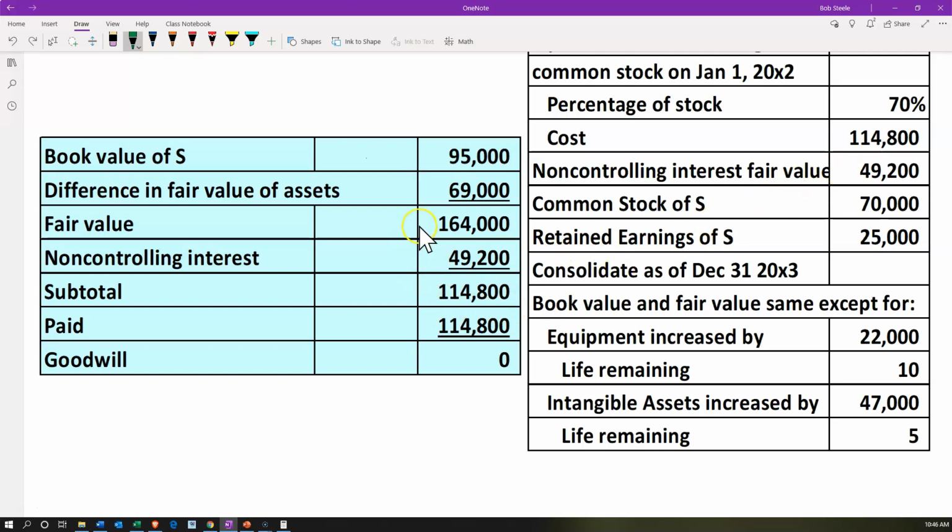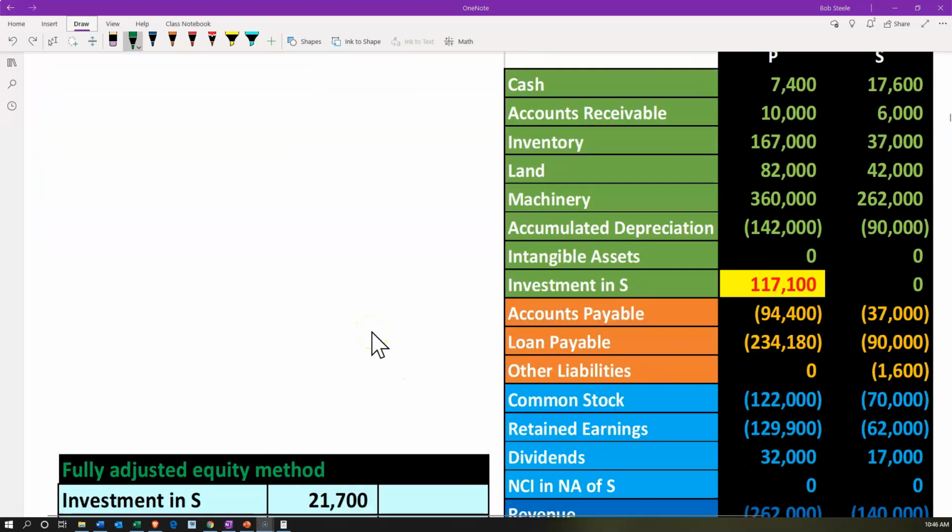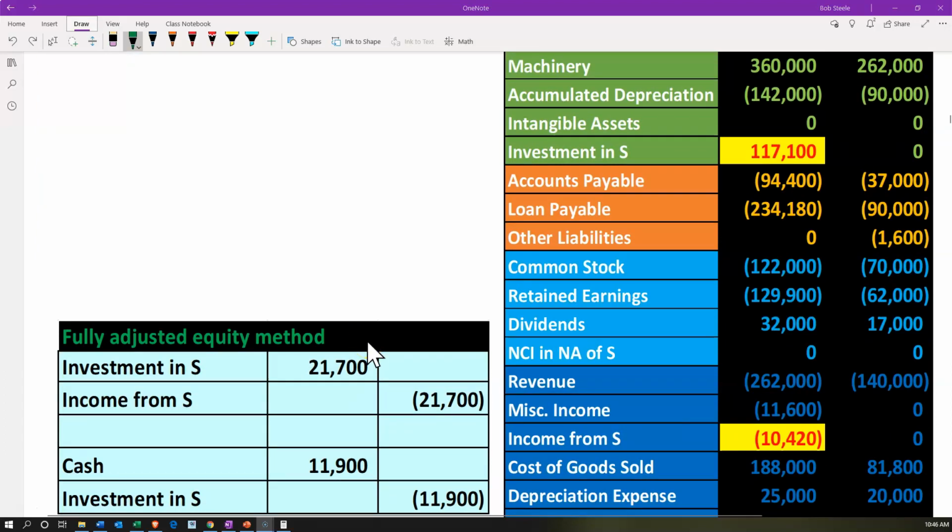Then if we take the 164 minus the 49,200, the subtotal would then be the 114,800, which is the amount that you would expect to be paid if there was no goodwill. And that is indeed the amount that was paid. And therefore, there's going to be no goodwill in our problem that we will have to deal with. Okay, so now we're going to think about that fully adjusted equity method.